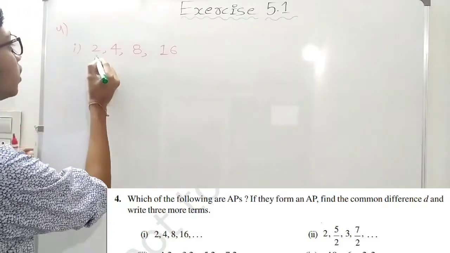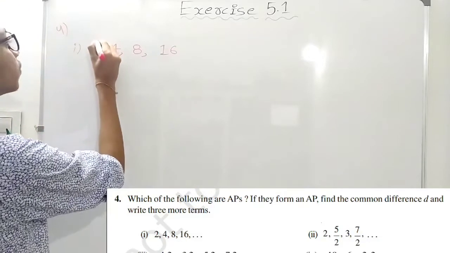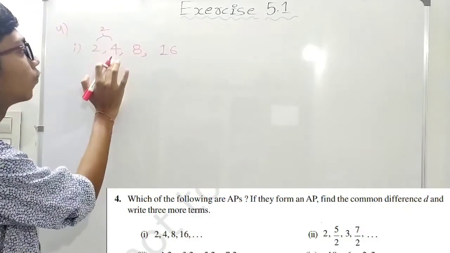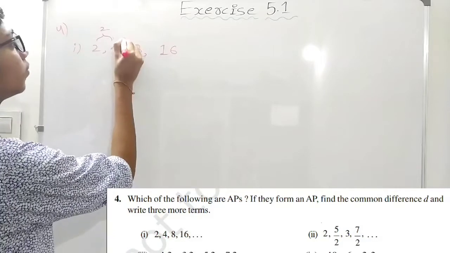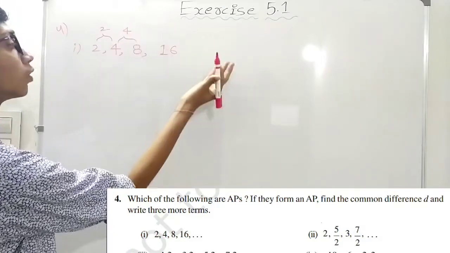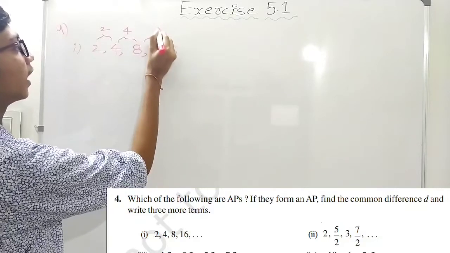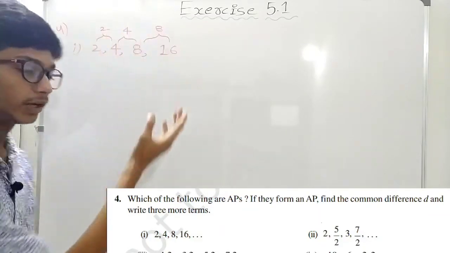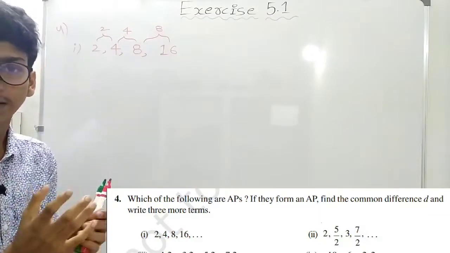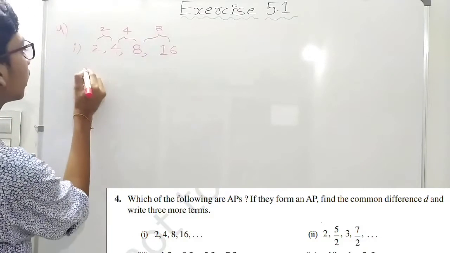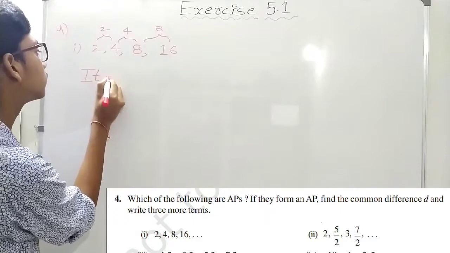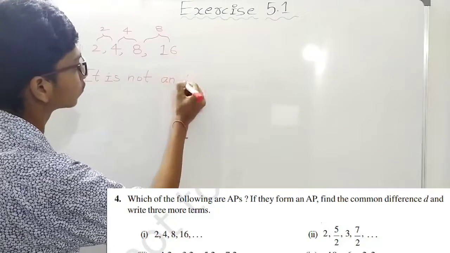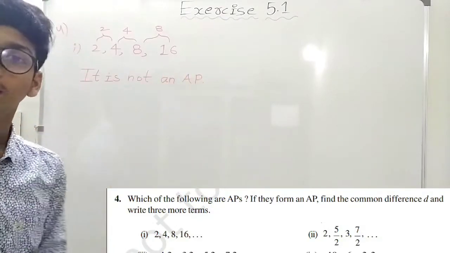So if you see the difference between 4 and 2, the difference is 2. And the difference between 8 and 4, that is third term minus second term, will be 4. And the fourth term minus the third term is 8. So here we can observe that 2, 4, 8 are not equal values, they are different values. So here it is not an arithmetic progression.